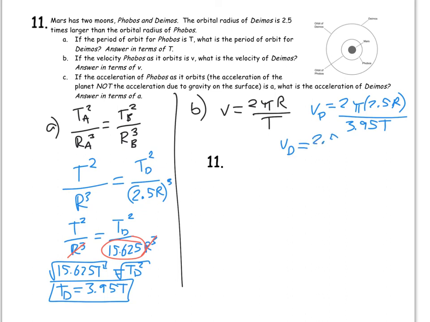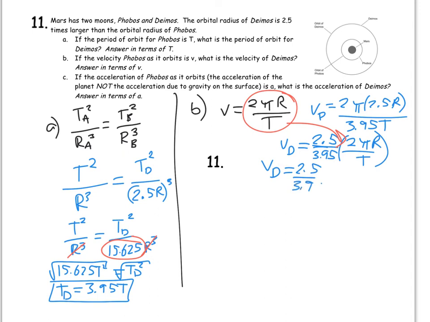So I'm going to say 2.5 over 3.95, just removing those constants, times 2 pi r over T, and that's okay to do. We haven't actually changed anything, just the arrangement of them. And that 2 pi r over T is what our initial equation was over here, so we can just substitute that in. So the velocity for Deimos is going to be 2.5 divided by 3.95 times v, the velocity for Phobos. And when I plug those numbers in, I get 0.63 v when I get that decimal.